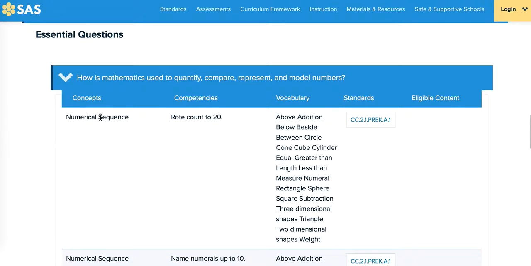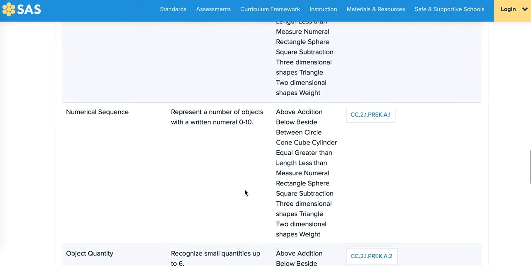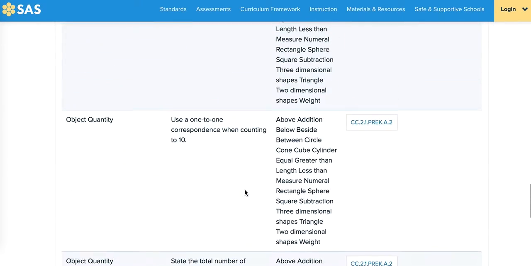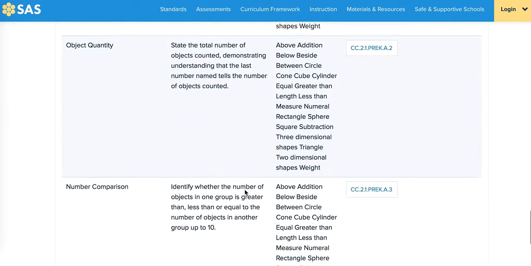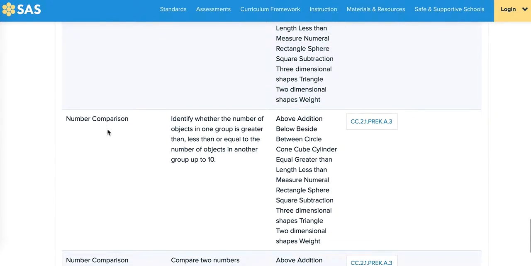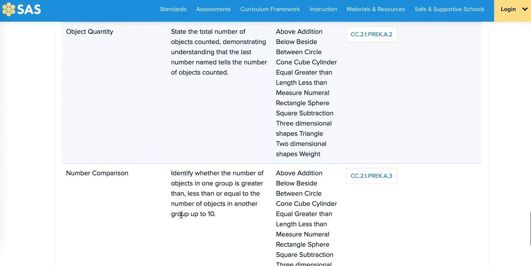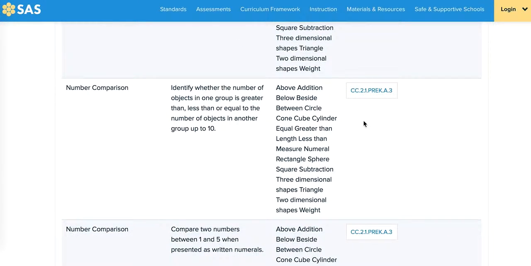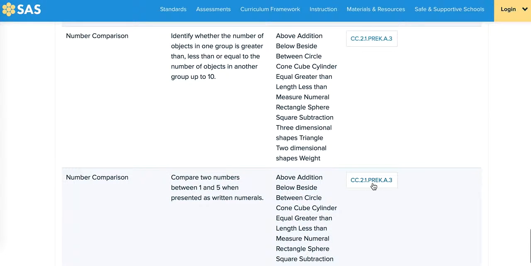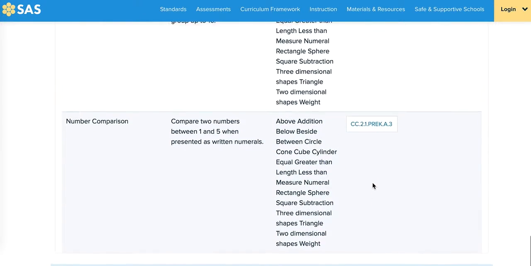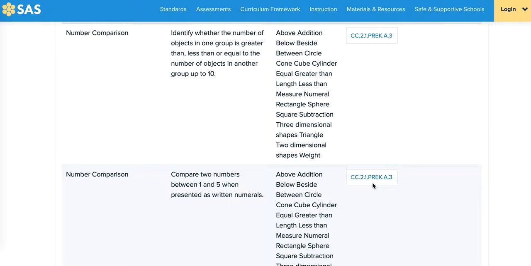So this is definitely, we weren't with numerical sense. We weren't counting. So I'm going to keep going till I see comparing numbers. See if I see it. So here's number comparison. And if you remember, we were in Common Core 2.1 Pre-K A3. So I know this is the standard I was working with. And I see this standard right here, and I see the standard again right here. And so these are the two things that are specific to number comparison in pre-K.